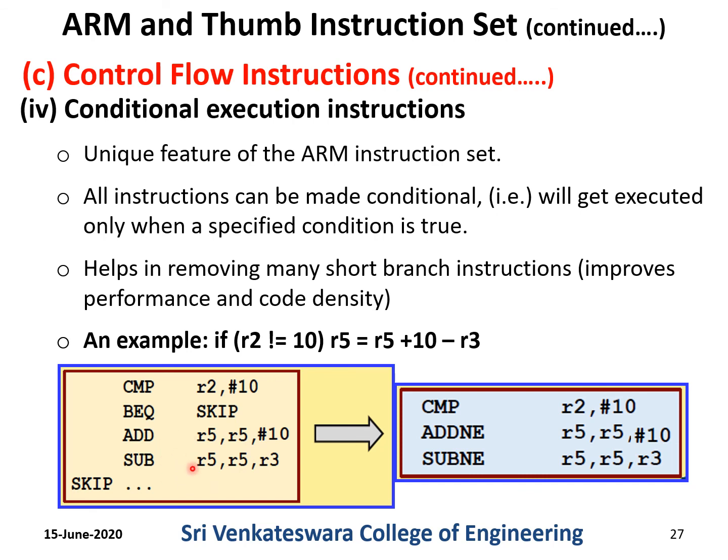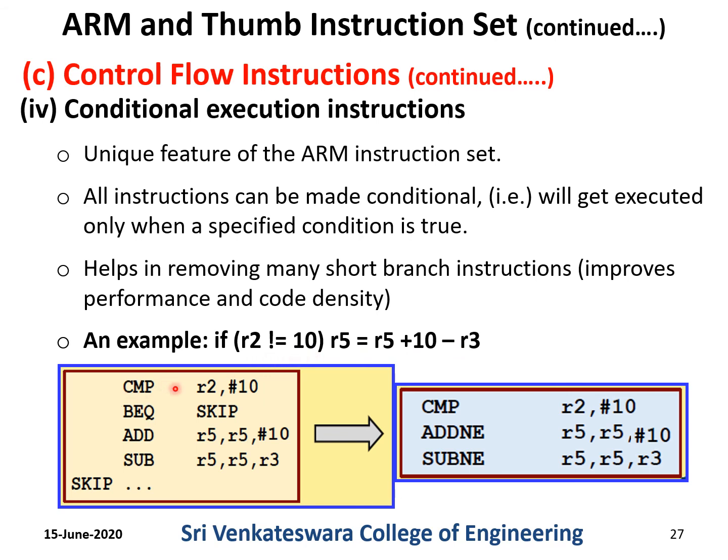In the given example, we will see how code density is improved as well as the performance, by avoiding a branch instruction and reducing the number of lines of code. So the condition to be implemented is, if R2 is not equal to 10, then R5 should be added with 10, and from that we have to subtract R3. So R5 equals R5 plus 10 minus R3 is done only if R2 is not equal to 10.